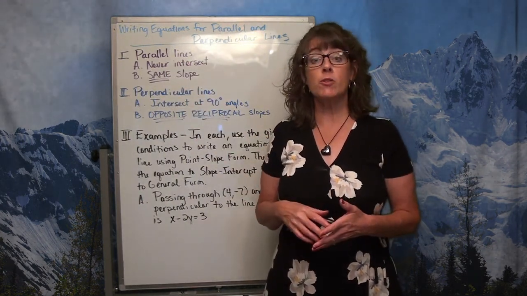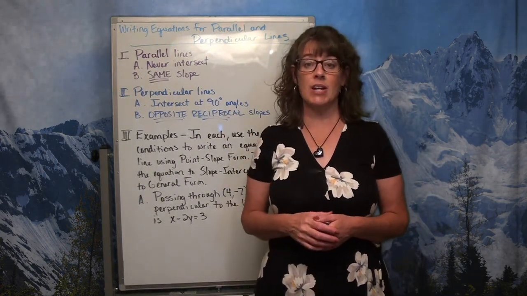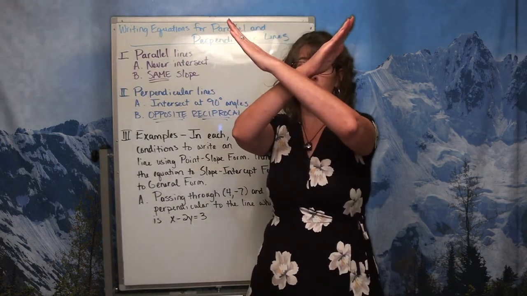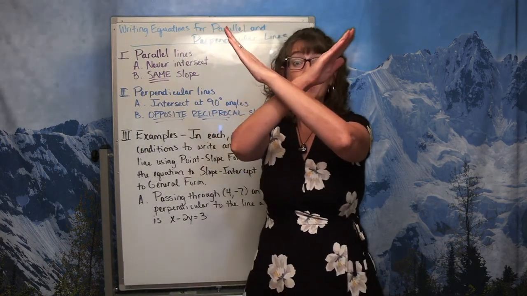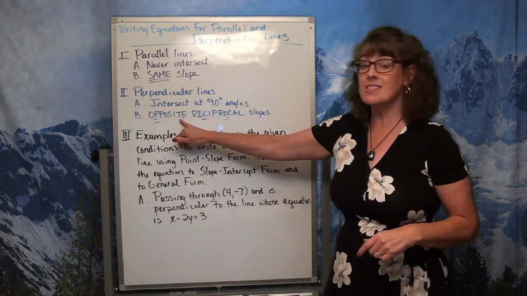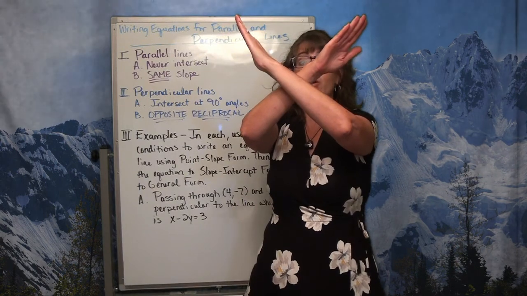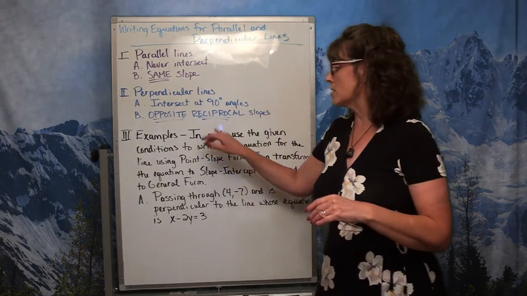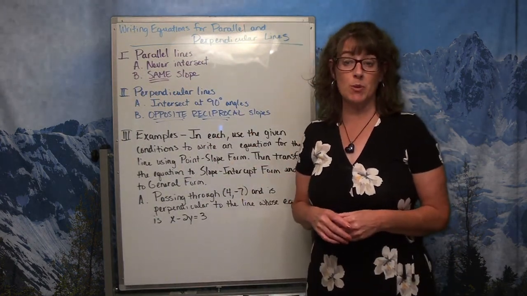Now let's talk about perpendicular lines. What do we know about those? Perpendicular lines intersect at 90-degree angles. And because of this 90-degree concept, if one slope is positive and the other is negative, we are going to have opposite signs on those slopes. In addition, in order to get from one to the next, we have to flip it like this, and that flipping concept is the concept of reciprocal slopes. So perpendicular lines are going to have opposite reciprocal slopes.